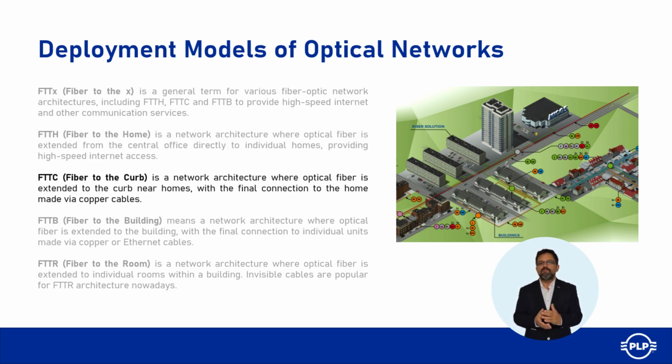Moving forward, fiber to the curb. Often used as a cost-effective alternative to FTTH, FTTC leverages existing copper lines for the last few meters to the customer's home. This makes it quicker and cheaper to deploy, while still offering improved speed and stability over traditional connections without the high investment required for full FTTH rollout.